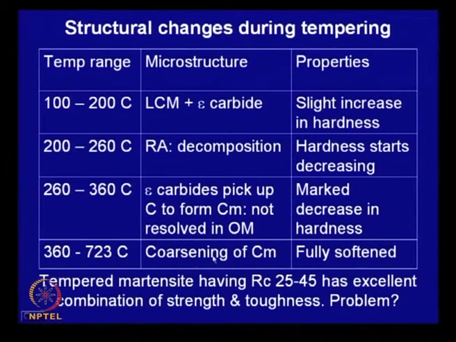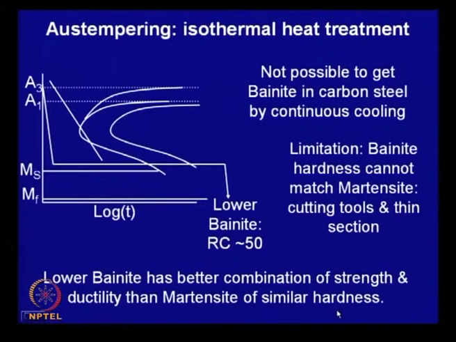Whereas above this temperature, the cementite coarsens, and this is when the structure will be clearly visible, resolvable under the optical microscope. So, this is the fully softened structure, and the extent of softening will be maximum as you approach the eutectoid temperature. And tempered martensite, having hardness around this, has an excellent combination of strength and toughness. But then what is the problem of this? I think I will stop here today to overcome this.